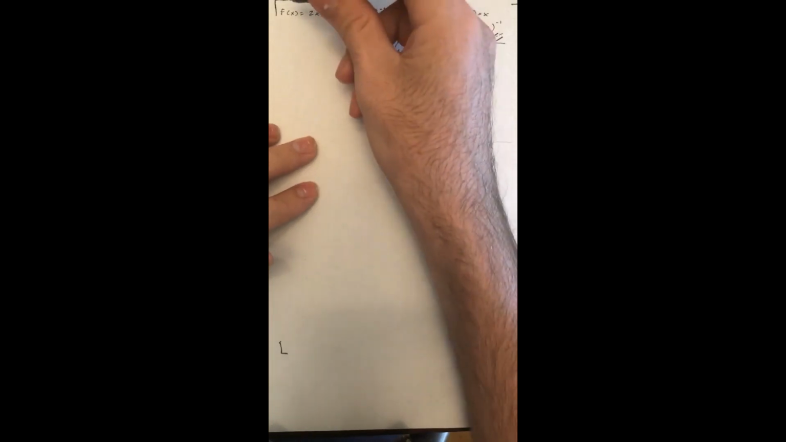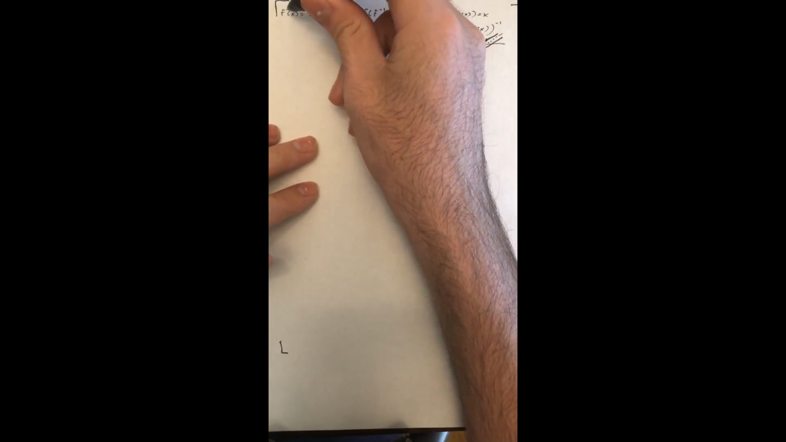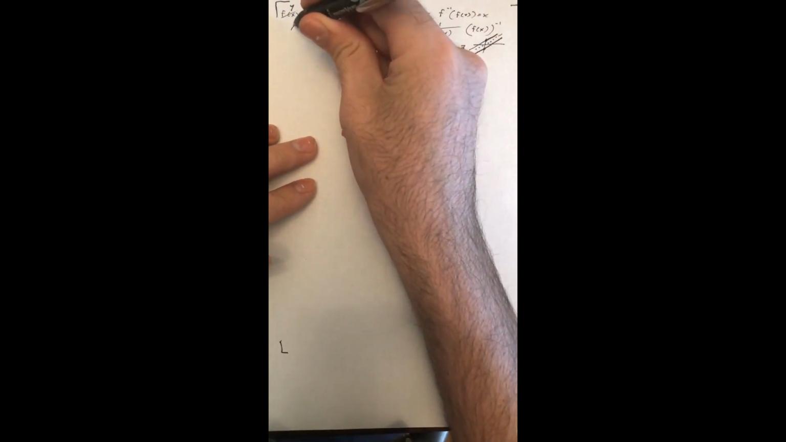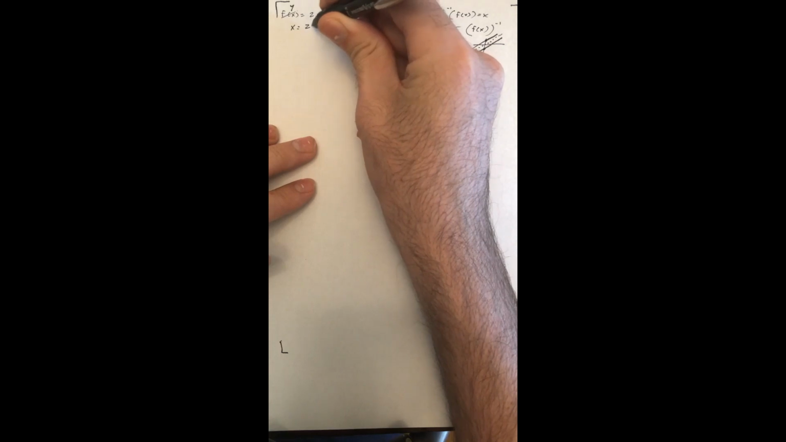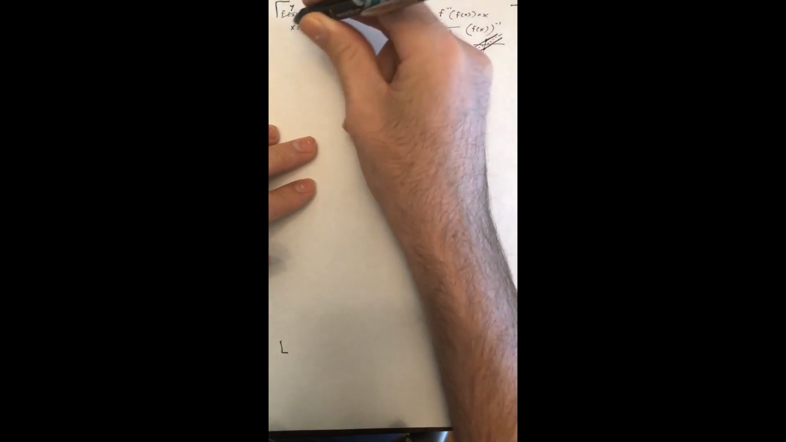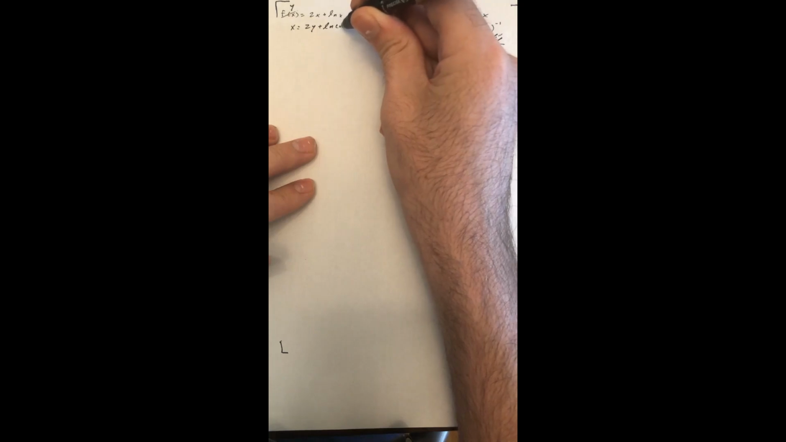Okay, so 34 was this. Immediately you want to note that f of x is really just y. It's a function of y. So switch your x and y variables, and that reflects it over the line y equals x. So x is equal to 2y plus natural log of y.